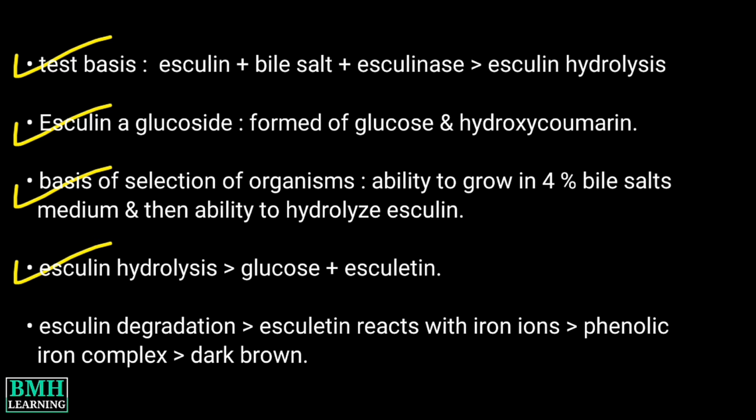The hydrolysis of esculin results in glucose and a compound called esculetin. After the degradation of esculin, the esculetin produced by the hydrolysis reacts with iron ions in the medium to form a phenolic iron complex, resulting in a dark brown or black color.